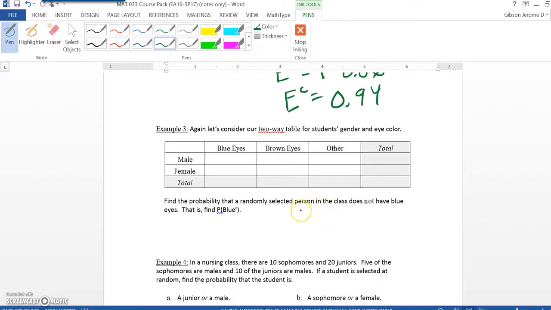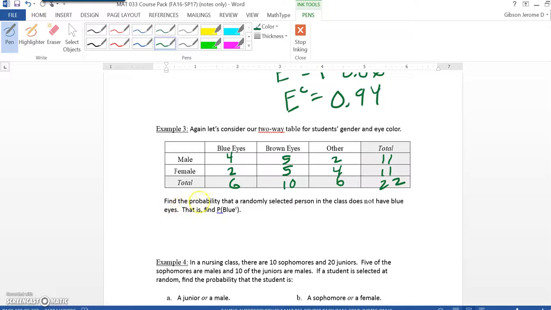Okay, now we come here to example 3. It says again, let's consider our two-way table for students, gender, and eye color. Now we have blue eyes, brown eyes, other, and total. So what we're going to do is take these values here that we previously put in. Let's put these values in: 6, 11, 22. Okay, these are values we put in a previous lesson.